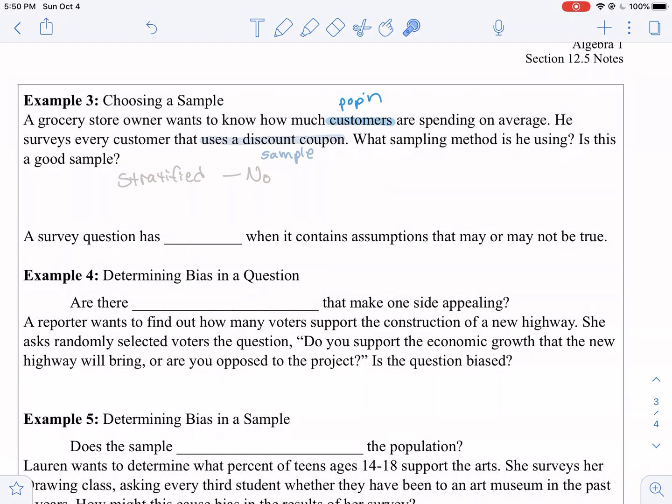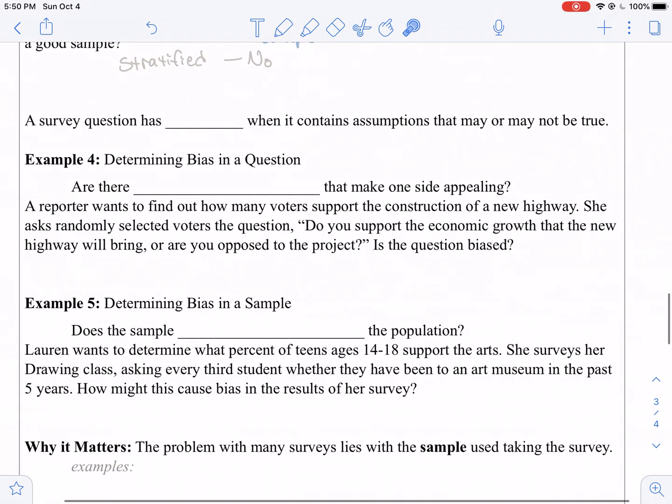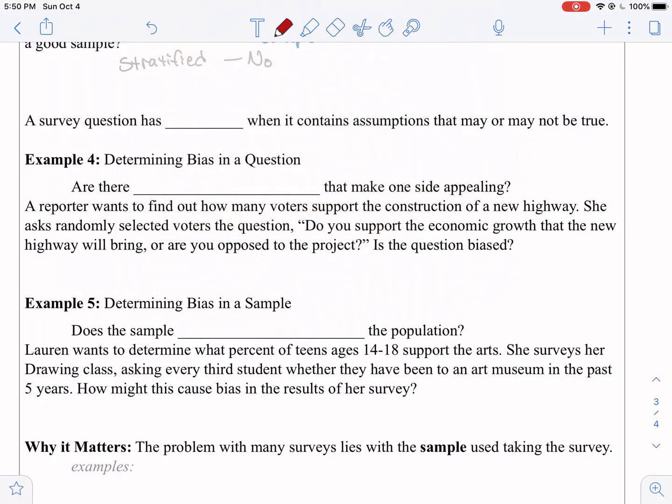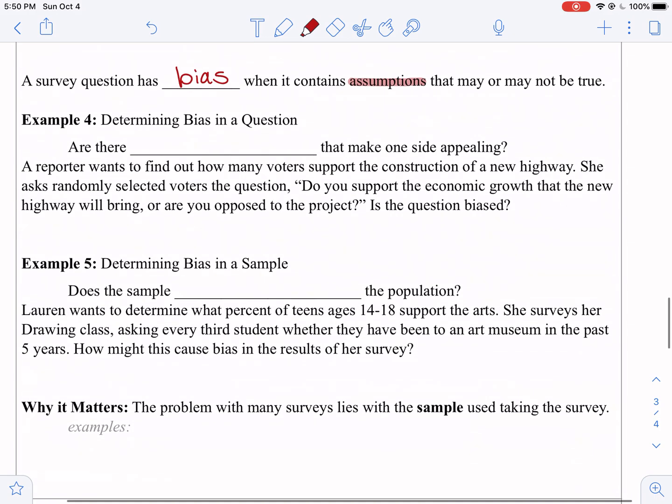Yes. Okay. And finally, the most important thing to keep track of when you're analyzing data, analyzing a survey, is bias. And I'm going to make it red because bias is a bad thing to have. A bias is any assumption that will affect your data. Sometimes biases are true and sometimes they're not. So there are 2 ways that we need to look for biases.